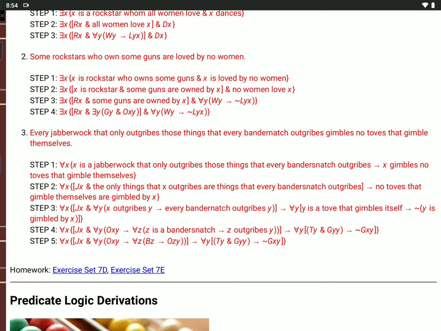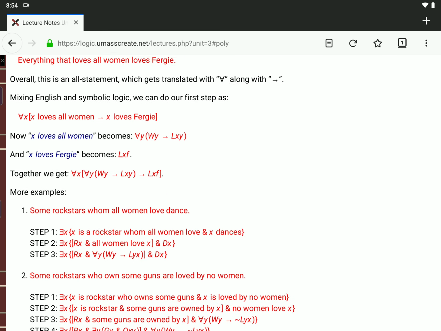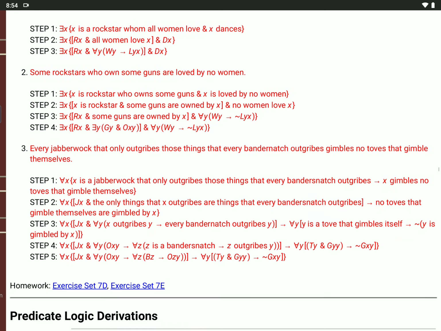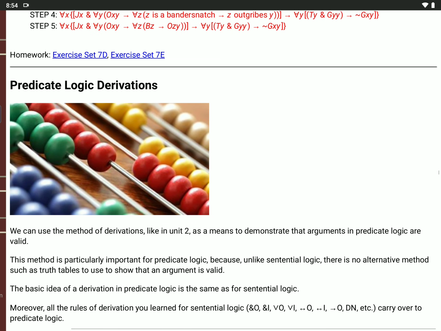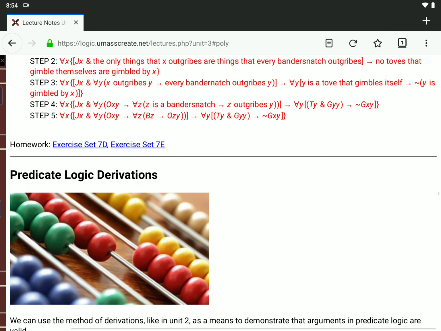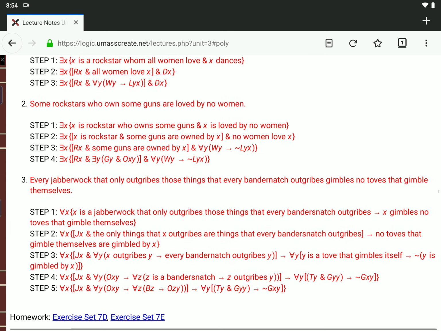So that's all the new content for today. Starting next time, we'll get into derivations for predicate logic, so don't forget how to do derivations, and I will talk to you soon.